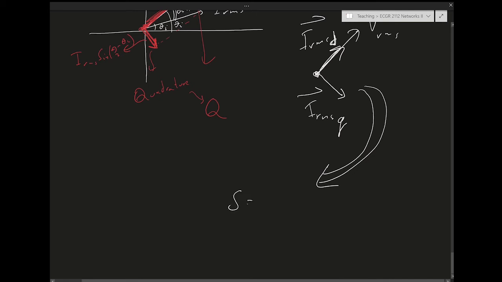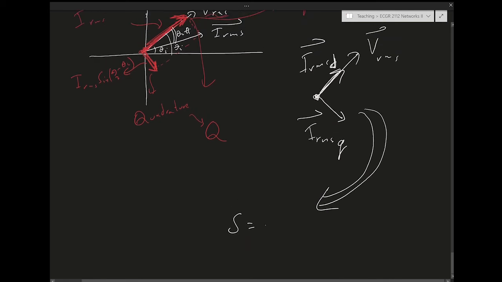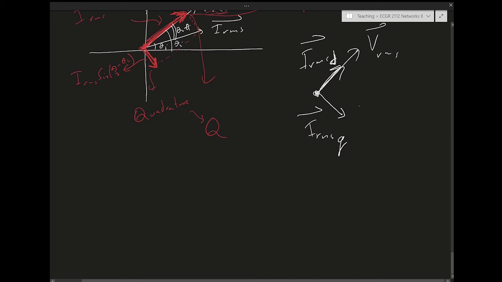So we say that S equals V RMS I RMS D. This is clear. I mean, it's clear how this part works. Let's show that the direct component gives us the real power, and the quadrature component gives us purely the reactive power. Let's prove that actually to ourselves.